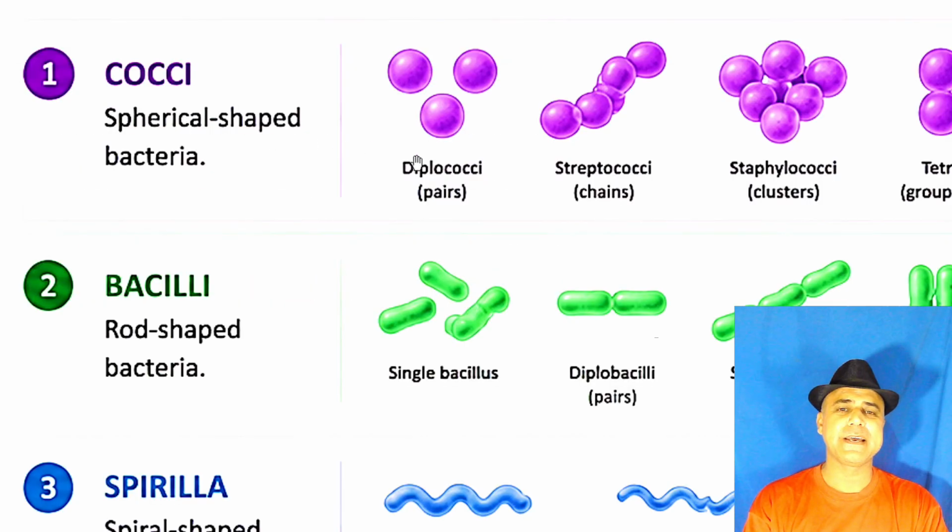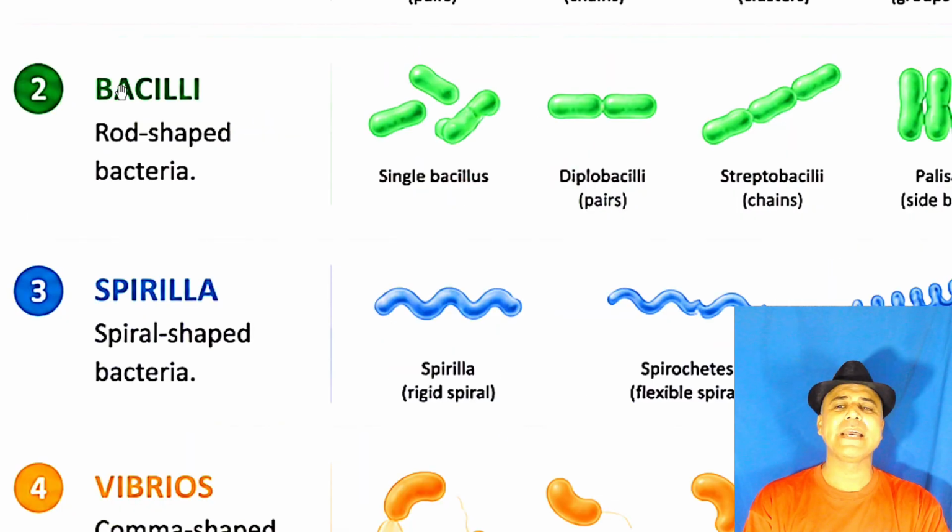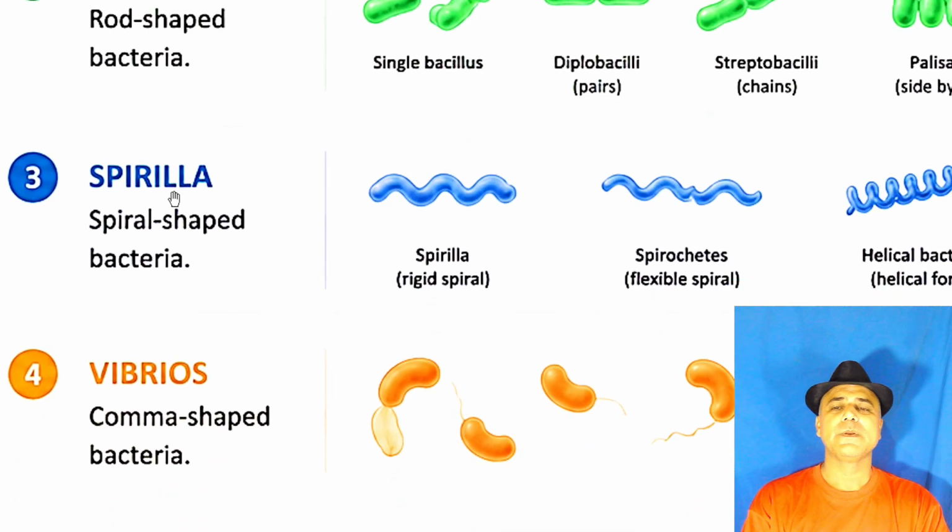These are cocci bacteria. You can see these are spherical. Bacilli bacteria, rod-shaped bacteria. You can see the diagrams. Spirilla, these are spiral-shaped bacteria. Vibrios, these are comma-shaped bacteria.